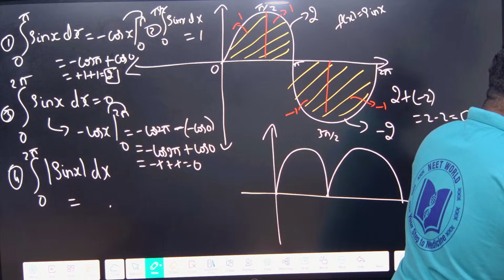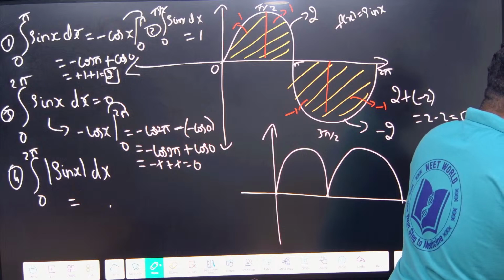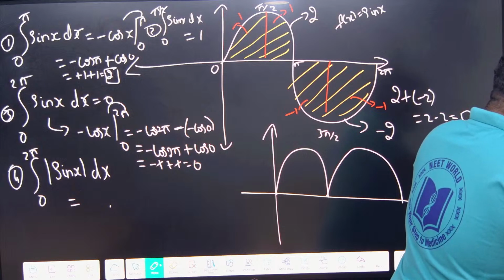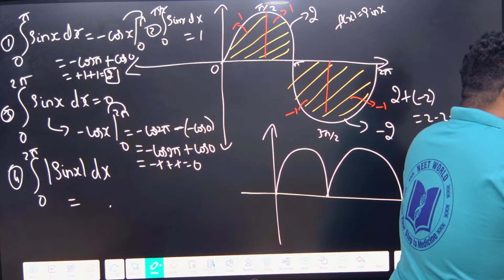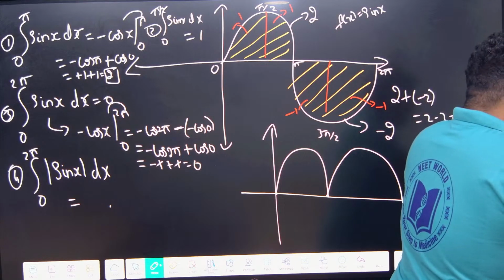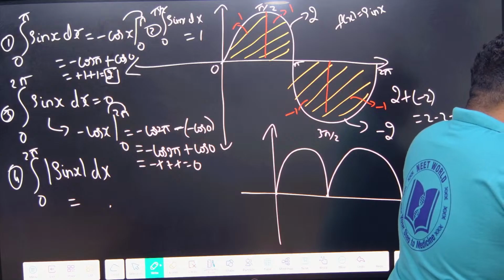JEE Advanced Paper 2 integration, tell me. Paper 2 is after 1 hour. Kaushik Mandal, whatever you have studied, what should you do? Revise whatever you have done. This is not the time for you to study new things.